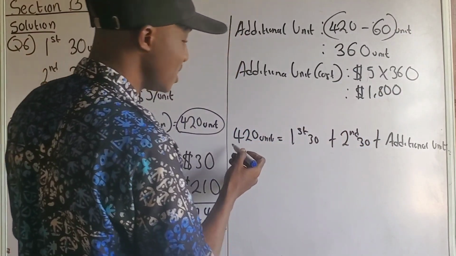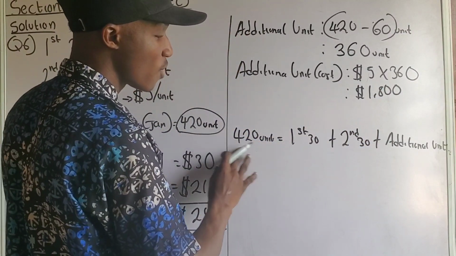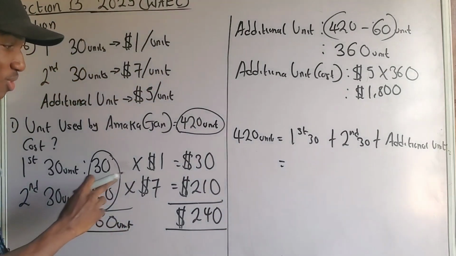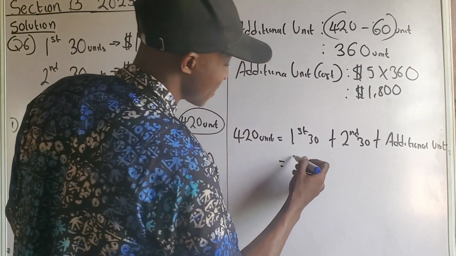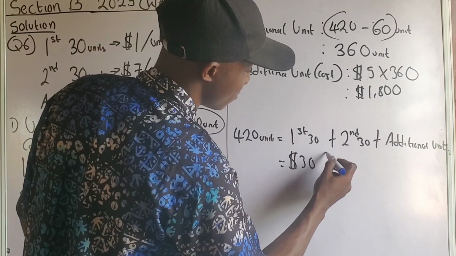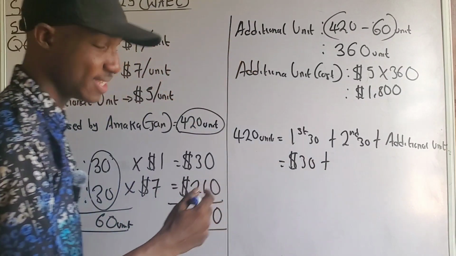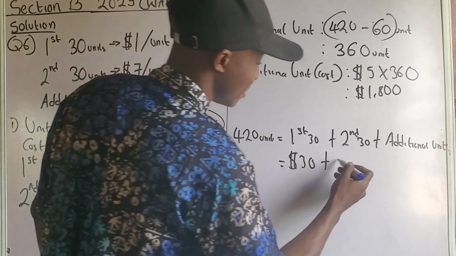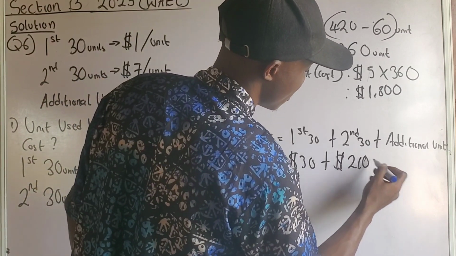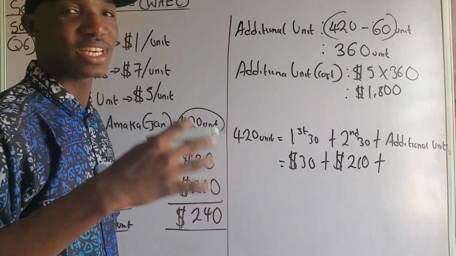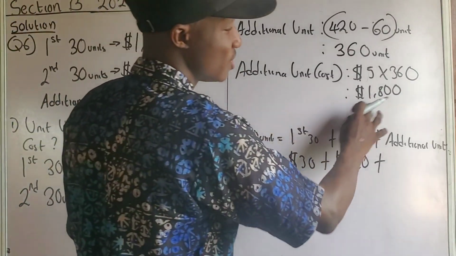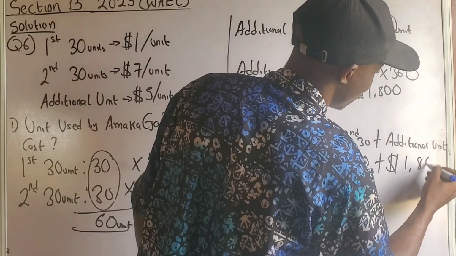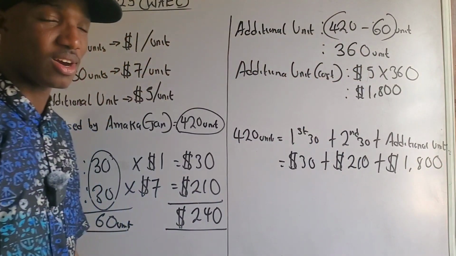So the cost of the additional unit, which is 360, is what? $1,800. Now, from this equation, the cost of 420 units will be the cost of the first 30. The cost of the first 30 is what? $30. So I'm going to have $30 plus the cost of the second 30. The cost of the second 30 units is what? $210. $210 plus the cost of the additional unit. The cost of the additional unit is what? $1,800. Do you understand it now?